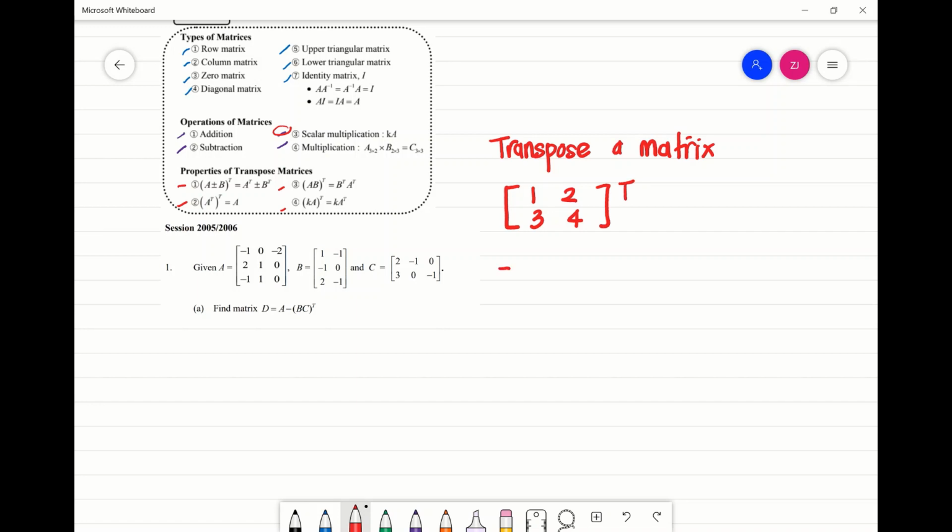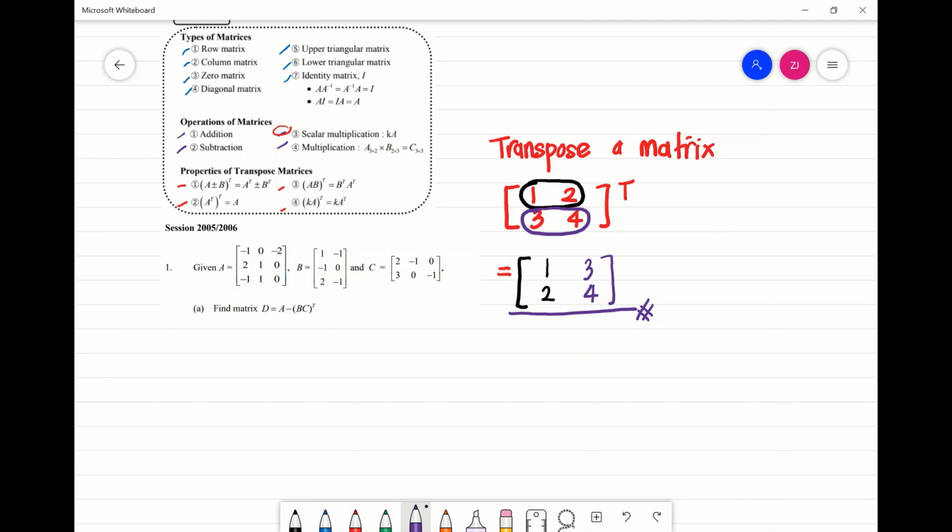So what will happen is that we can see that this is the first row of this matrix, right? So we are going to get these 2 elements to be the first column of the matrix. Then here we have the second row of this matrix, so it will become the second column of this matrix. Okay, so this would be the answer. So transpose is basically we change the row to be the column of the new matrix.